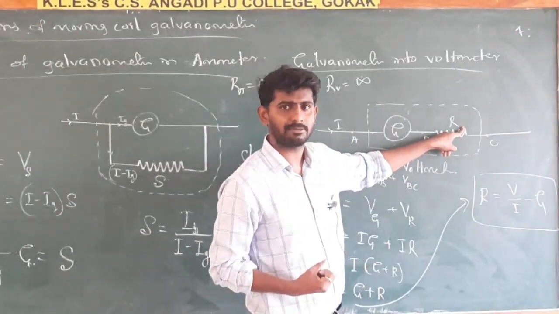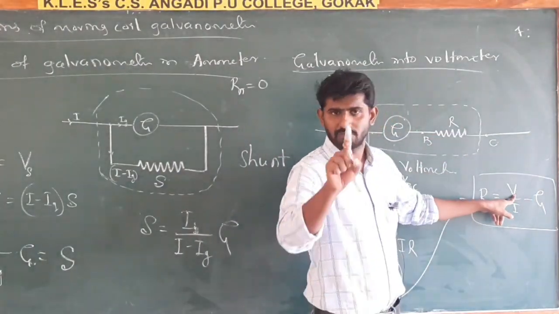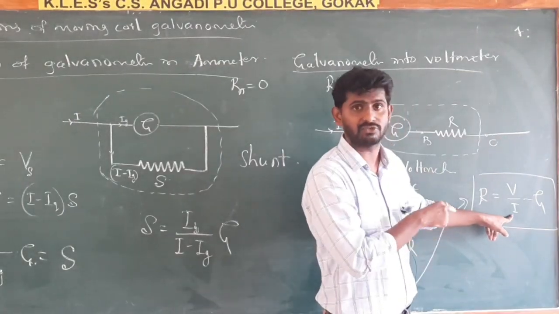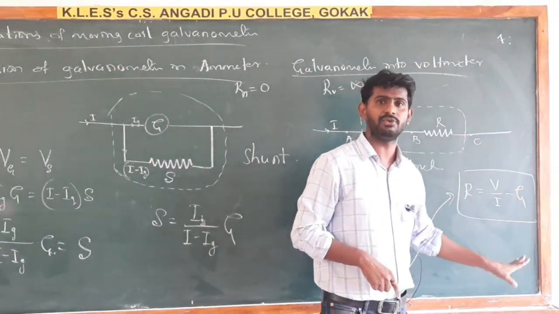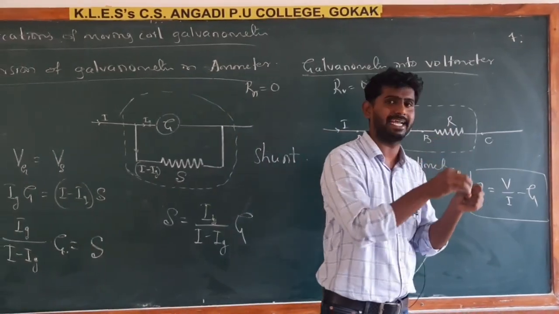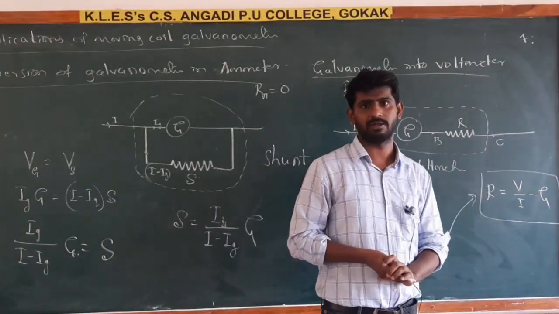That value is equal to the voltage to be measured divided by the current in that galvanometer, the current which is flowing, minus the resistance of the galvanometer. So that will give you how much resistance should be connected in series with the galvanometer so that it acts like a voltmeter.